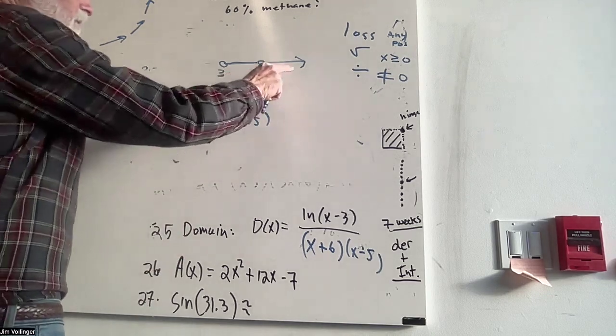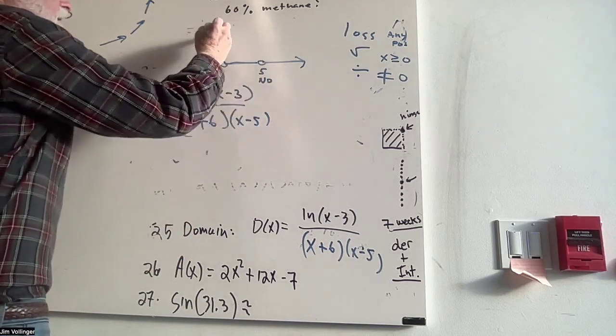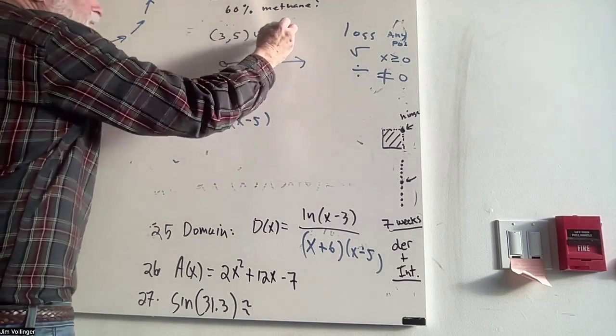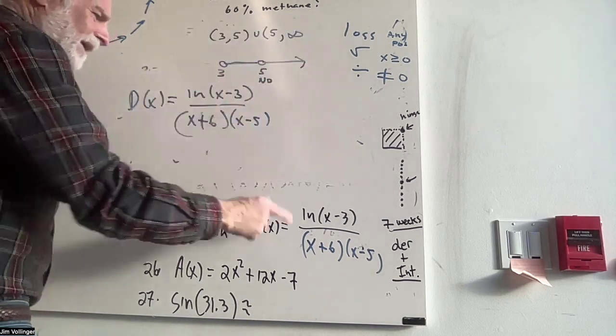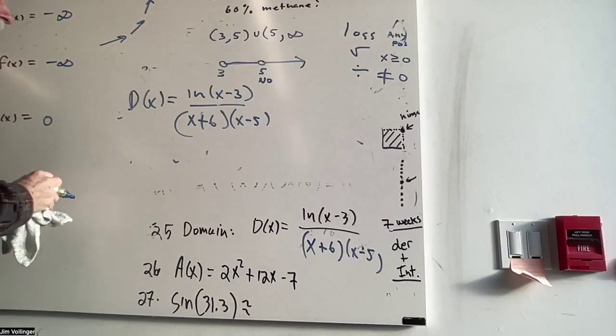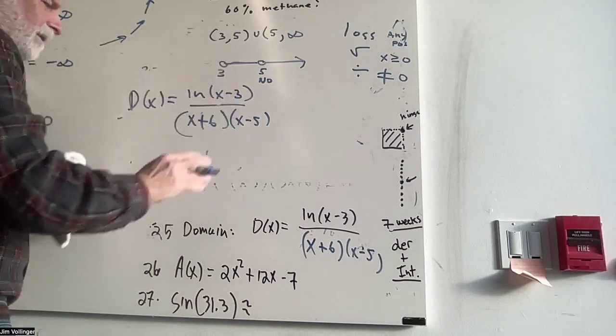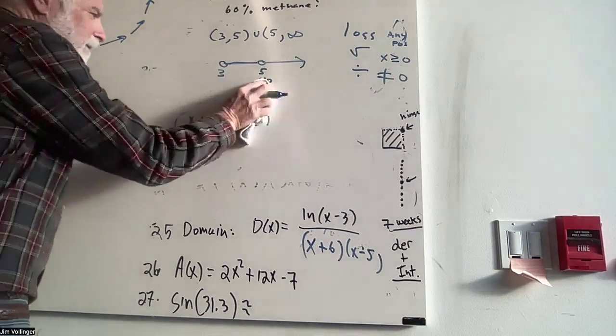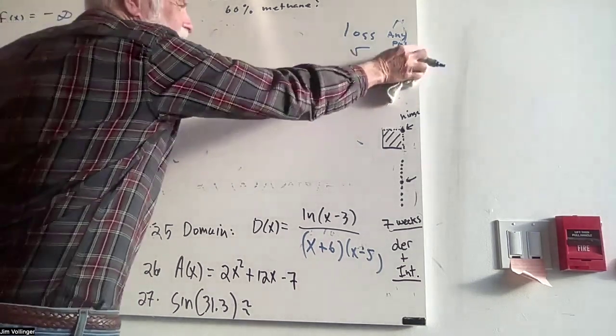So what is this in interval notation? 3 to 5, union 5 to infinity. That's the domain of that function. So getting good at sign charts is going to be able to get us inequality answers quickly and domain answers quickly as we practice them.